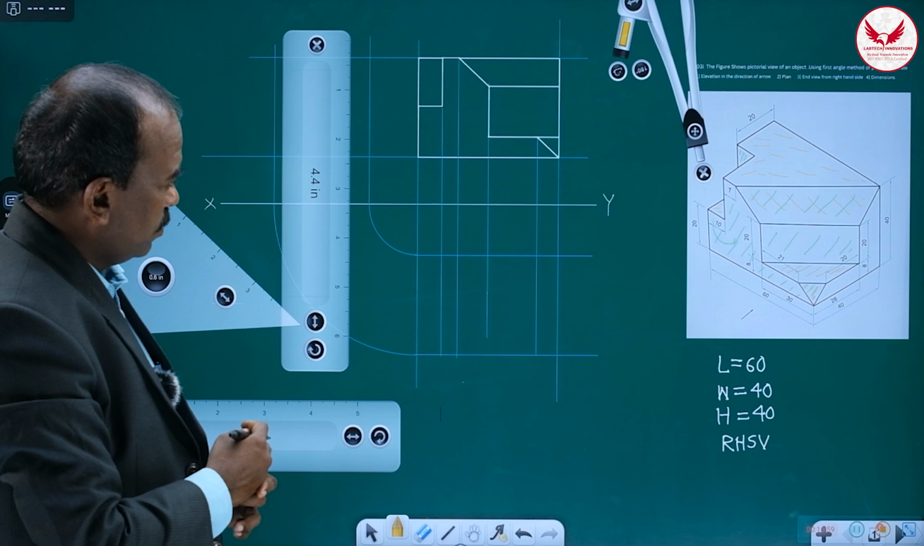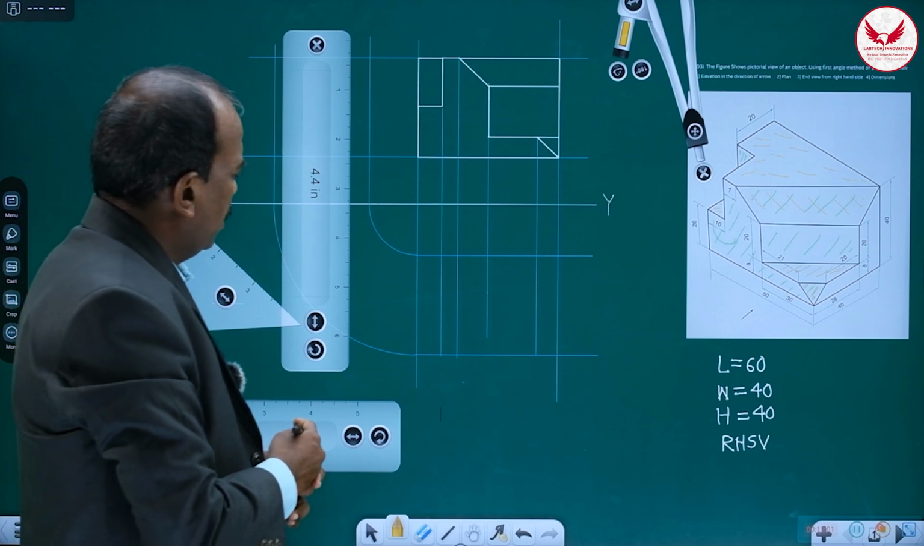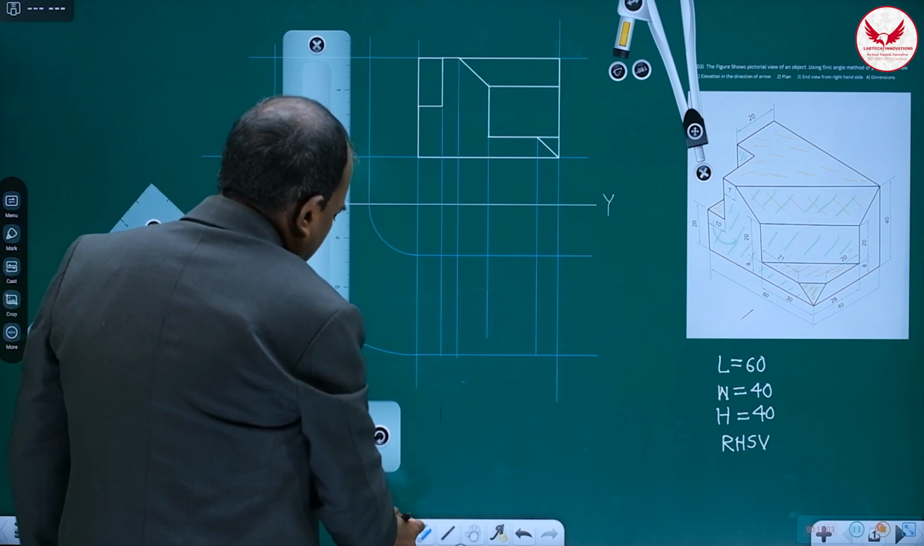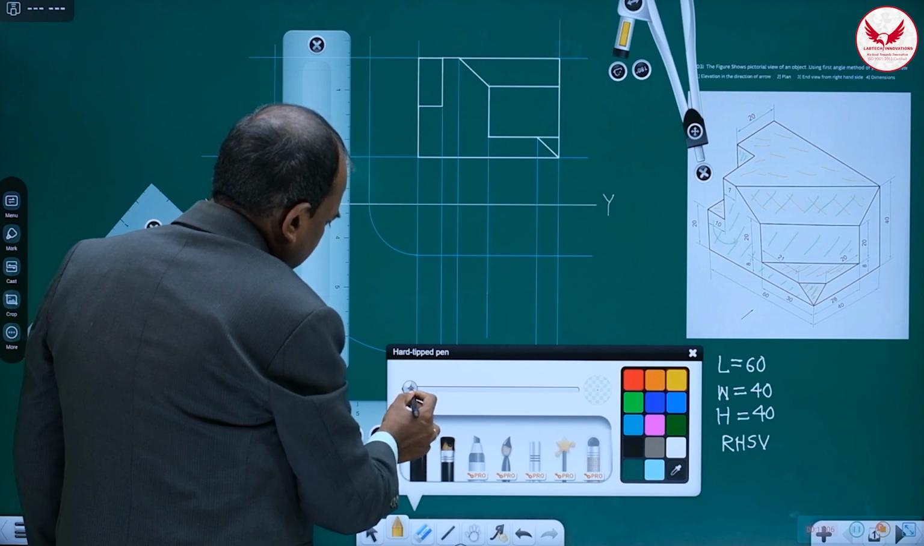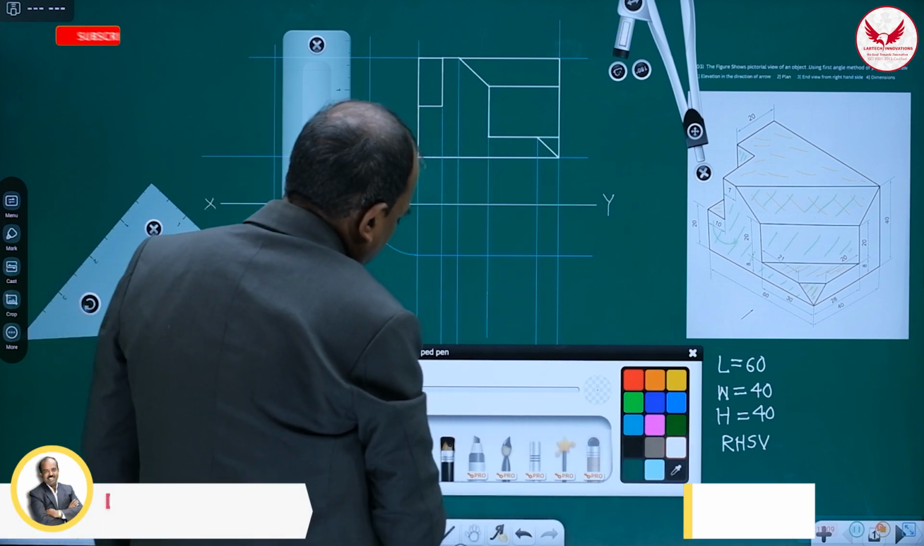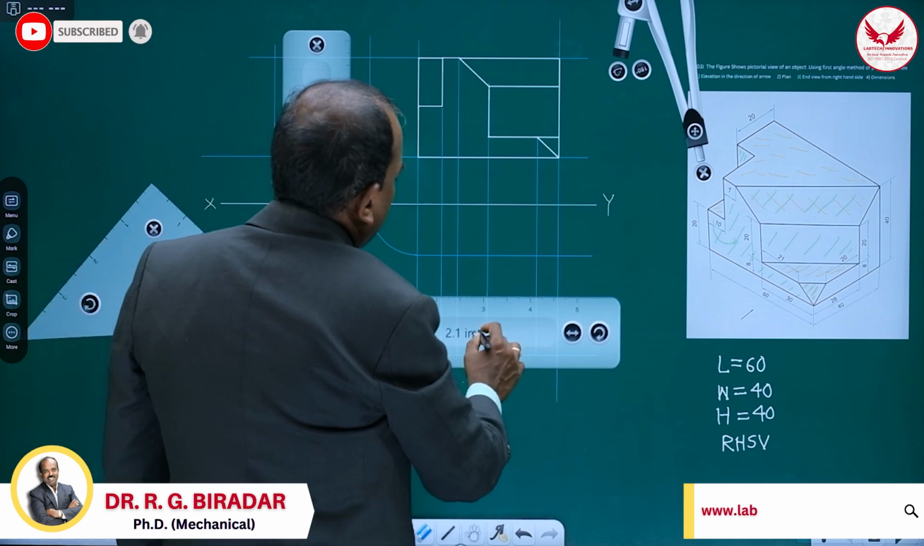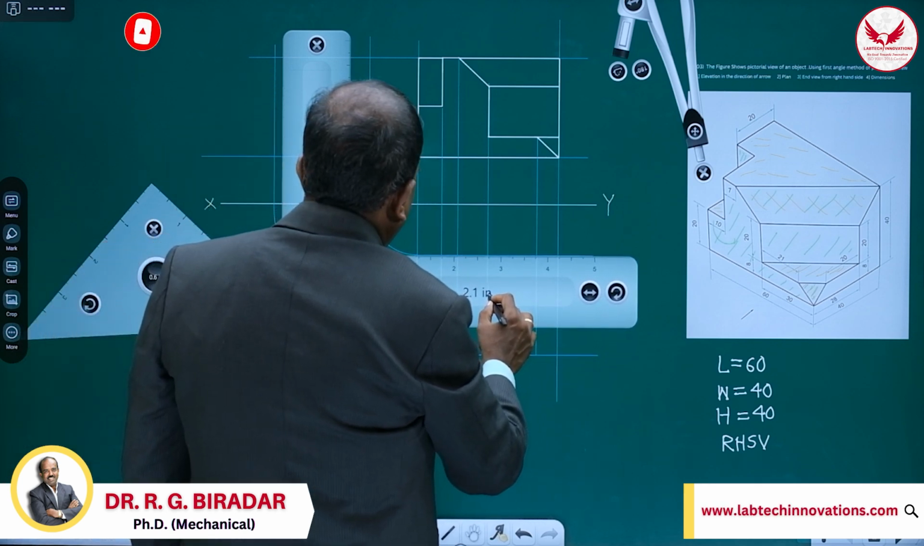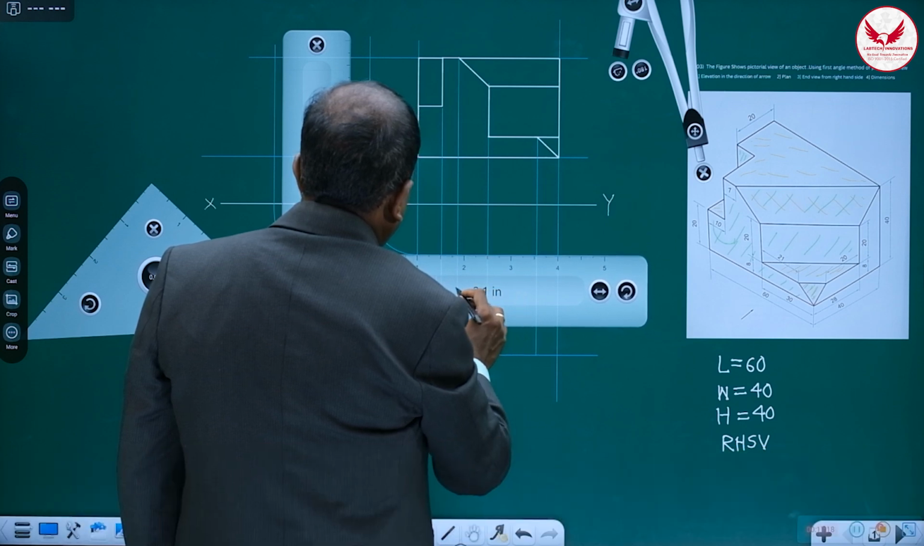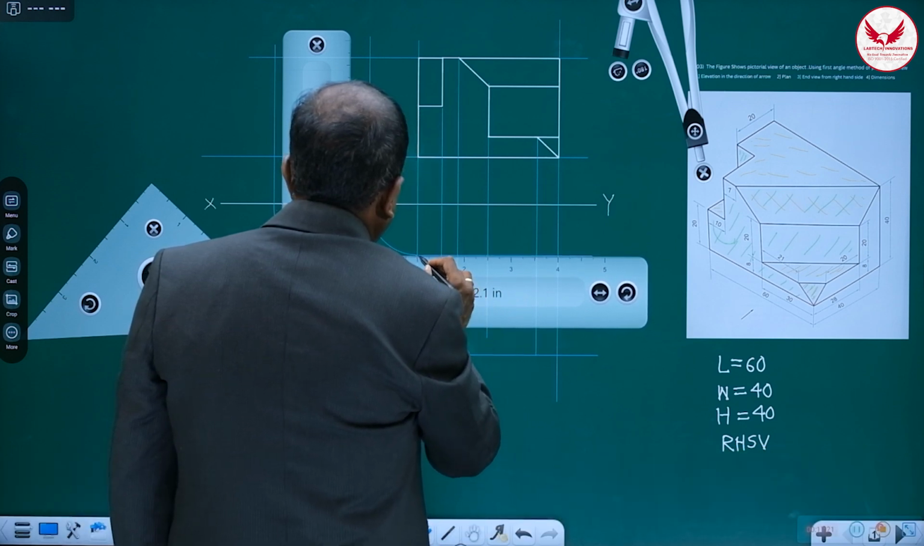Then how to draw this? First, in the top view, how is the topmost portion? It is a completely 60 mm line from the back side.